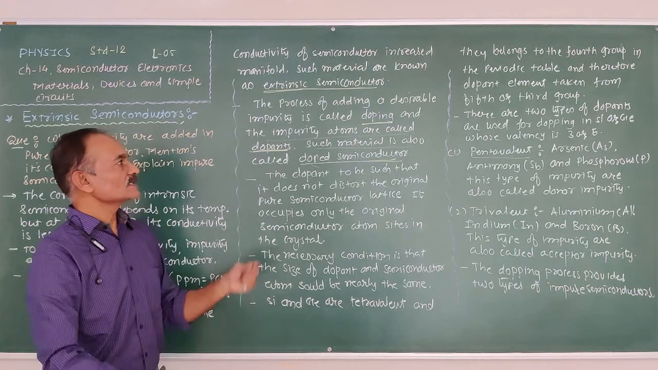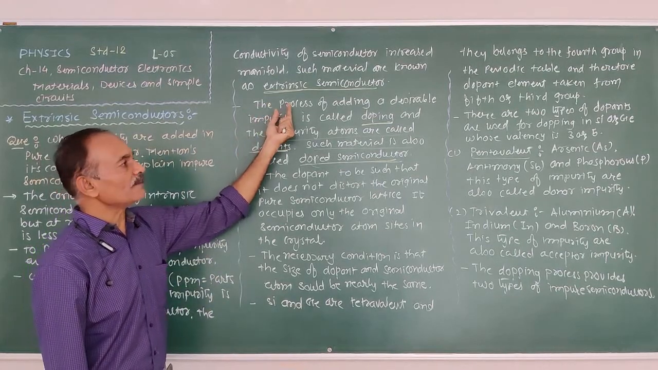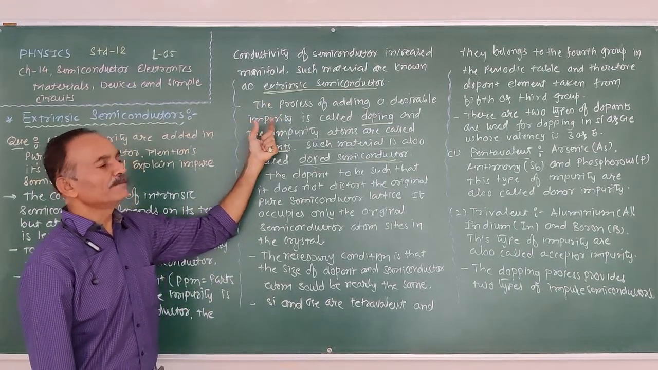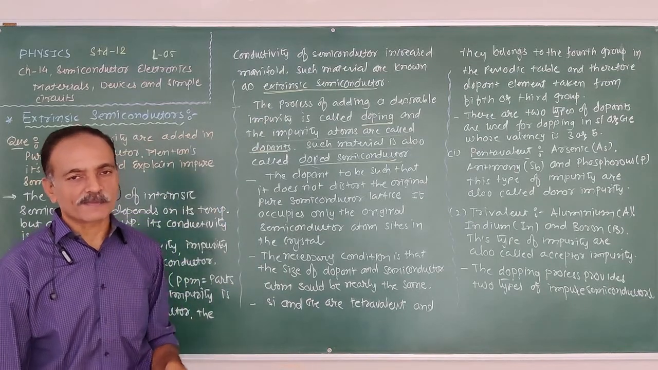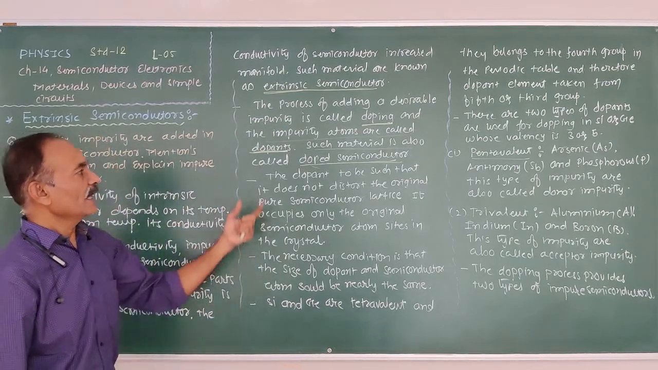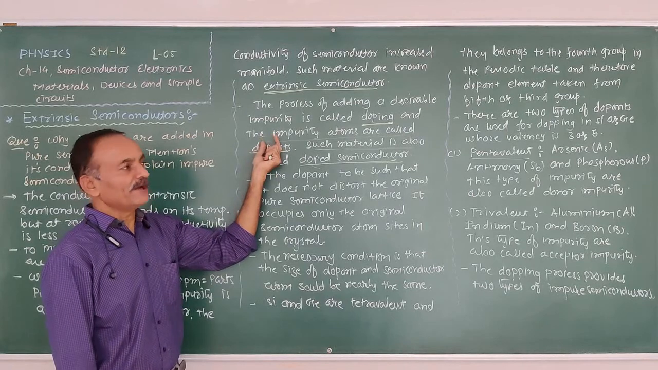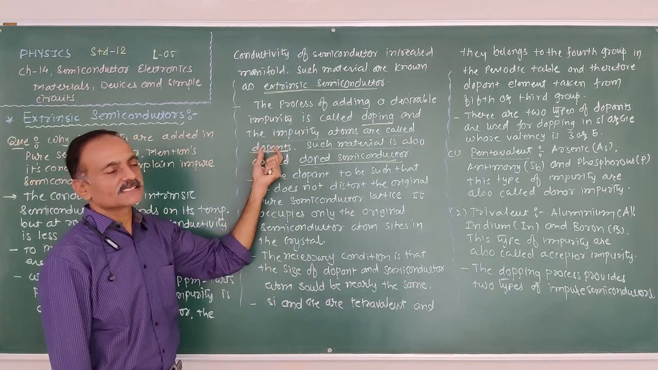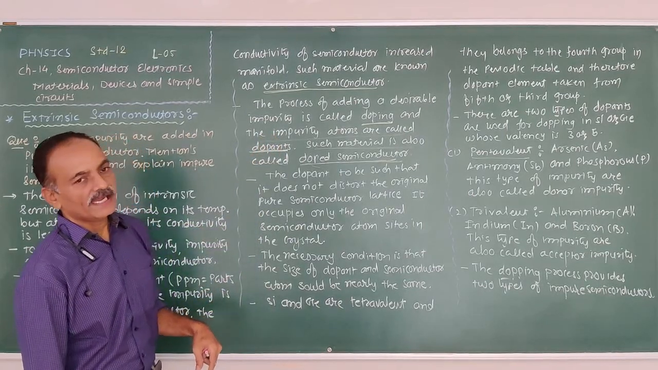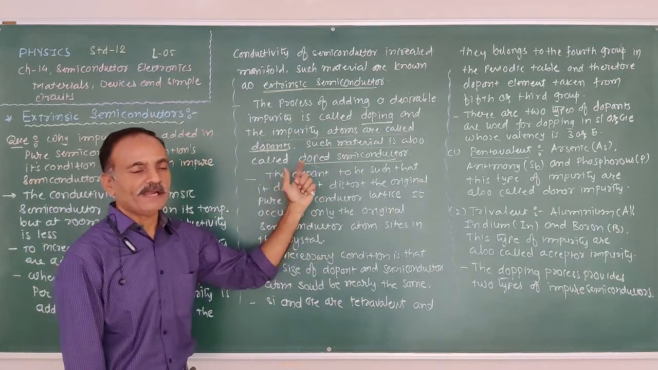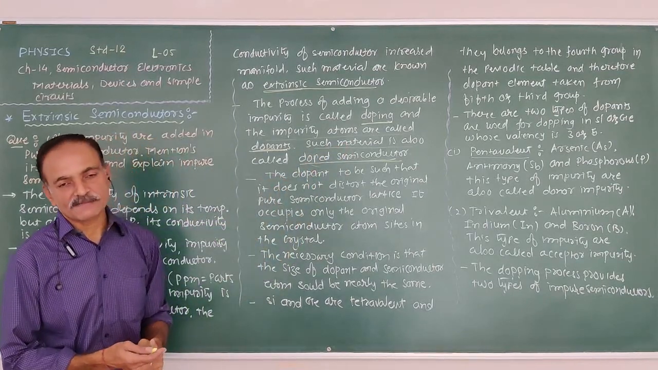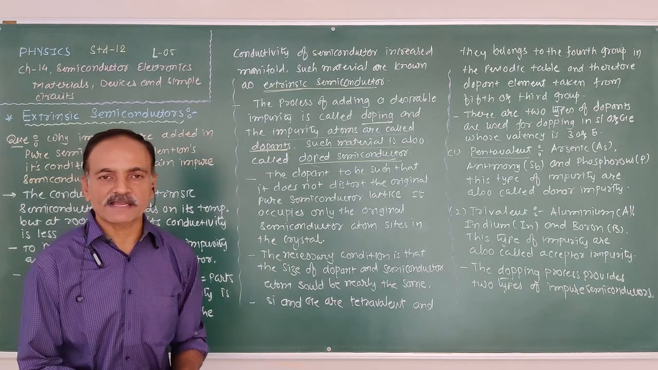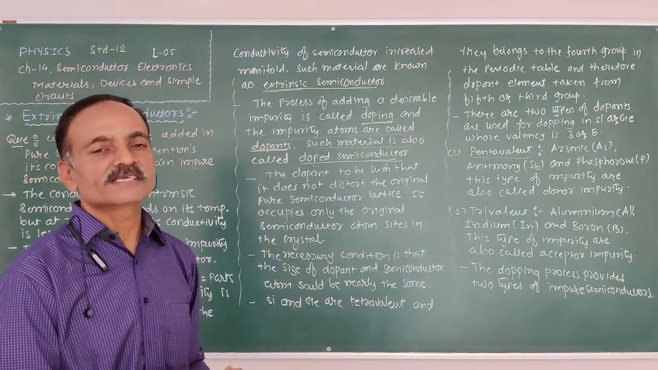Again, what is doping? The process of adding a desirable impurity is known as doping. Now, what are dopants? The impurity atoms that are added are dopants, and whatever new material is formed is known as the doped semiconductor, or the extrinsic semiconductor, or the impure semiconductor.